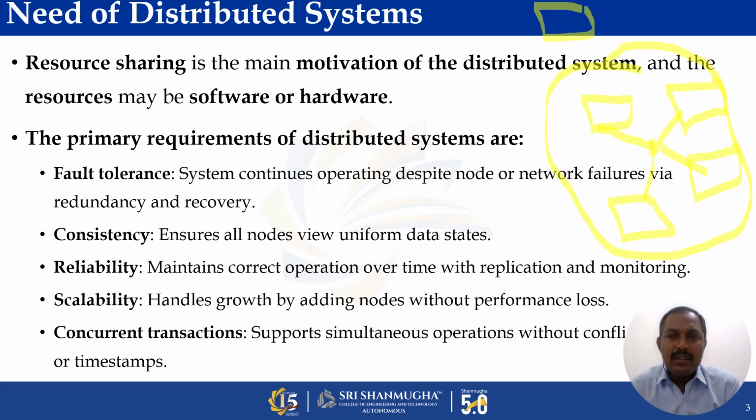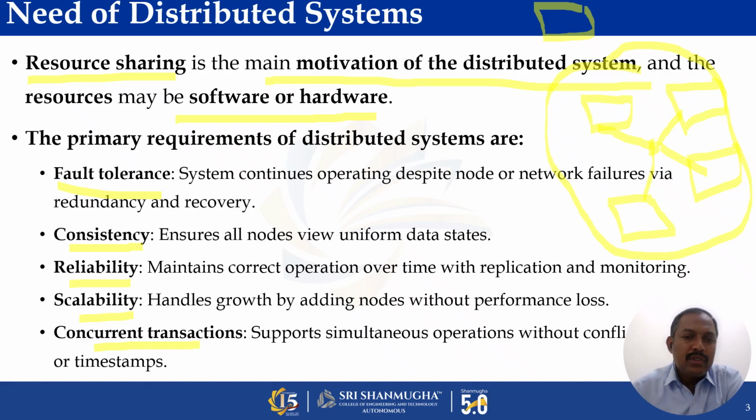Now why is this distributed computing needed? Resource sharing is the main motivation of the distributed system, and the resources may be software or hardware. The primary requirements of distributed systems are fault tolerance, consistency, reliability, scalability, and concurrent transaction. These are the main requirements of distributed systems. We can see them one by one.